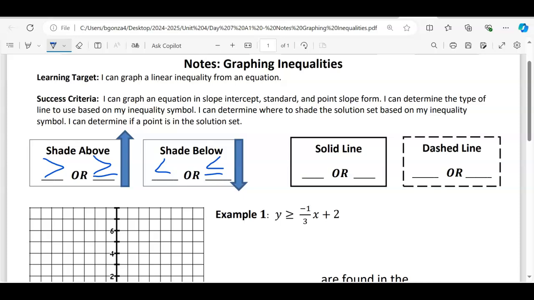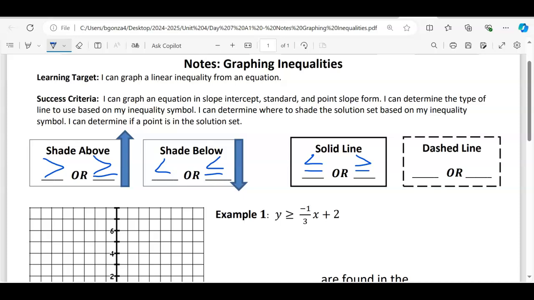Now, when you draw your line, there's two types of lines. There's a solid line, and then there's a dashed line. So a solid line is going to be underlined. So less than or equal, greater than or equal. That's when you know it's going to be a regular solid line.